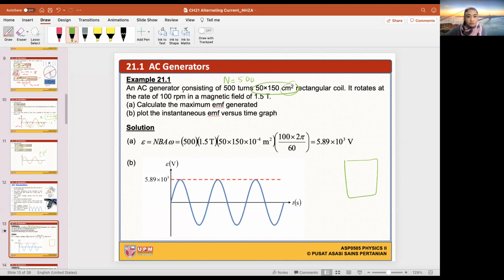It rotates at a rate of 100 RPM. So omega, angular speed, is 100 revolutions per minute. This is not the SI unit. You need to change it to radians per second. So how do you do that? In a magnetic field of 1.5 Tesla. So B equals 1.5 Tesla.